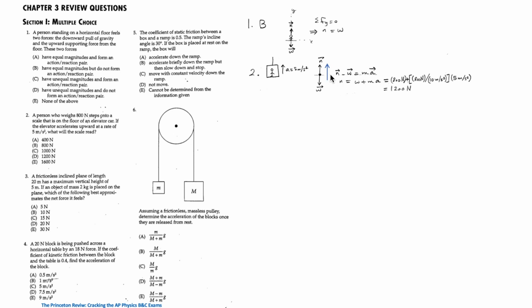So if we apply Newton's second law along this direction, we get N minus W is equal to ma. So N is equal to W plus ma. W is 800 newtons, and the mass is 800 newtons over the gravitational acceleration, 10 meters per second squared. And this gives the reading of the scale is 1200 newtons. So the answer is D.